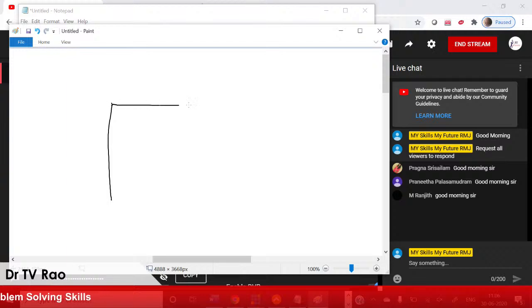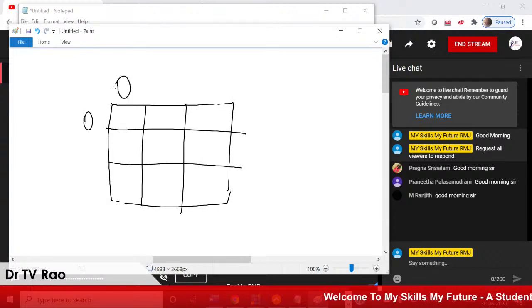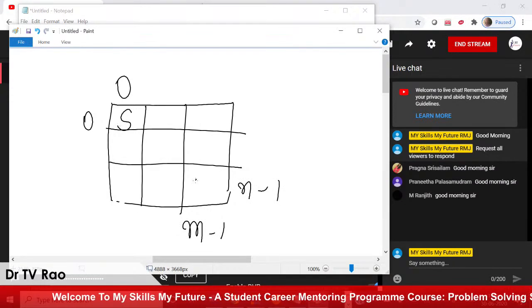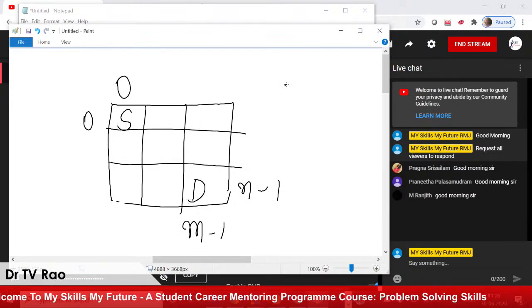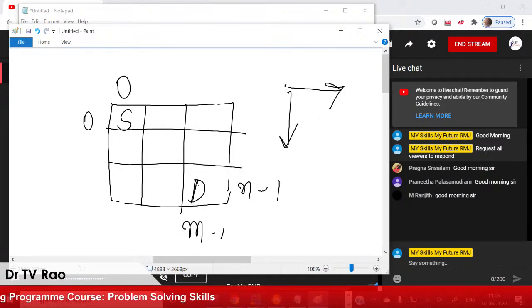I repeat, given a 3 by 3 matrix, or M by N matrix, a person here wants to reach destination. He can move right and he can move down. In how many different ways he can reach the destination? All possible ways.